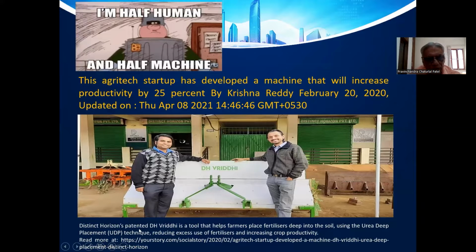This is a tool that helps farmers place fertilizer deep into the soil using the urea displacement UDP technique, reducing excess use of fertilizer and increasing crop productivity. So that machine has been used for crop productivity. And if you have interest, I have given the website, so you can see the details.